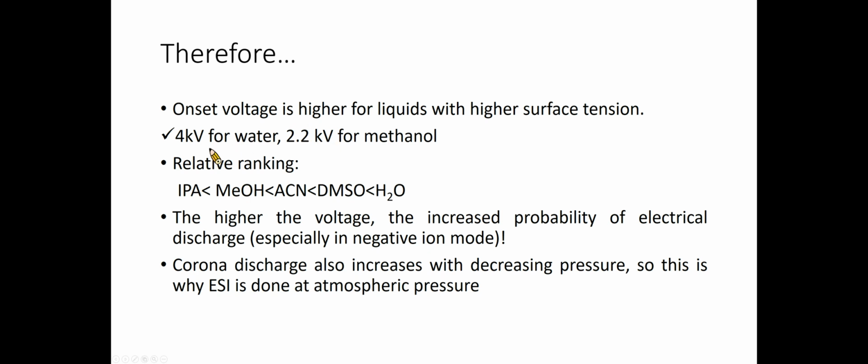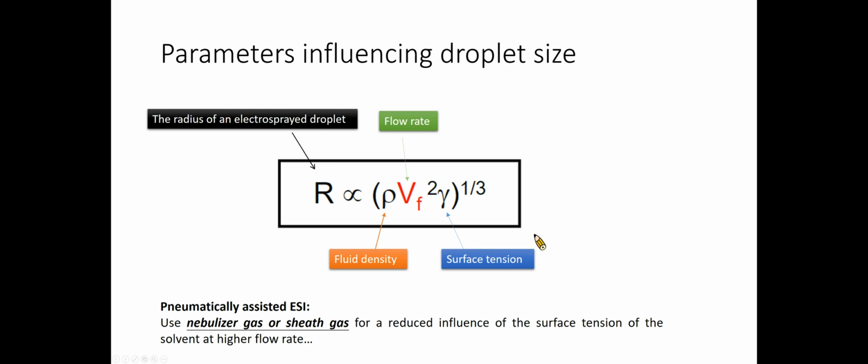You may ponder that we can just apply a high voltage to initiate charged droplet emission for all kinds of solvents, right? However, the higher voltage will increase the probability of electrical discharge, especially in negative ion mode. Decreasing pressure can increase the chance of corona discharge, and this is why ESI is done at ambient pressure. Okay, now the droplets are successfully formed from the Taylor cone.